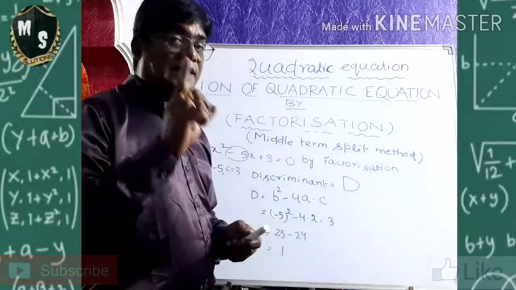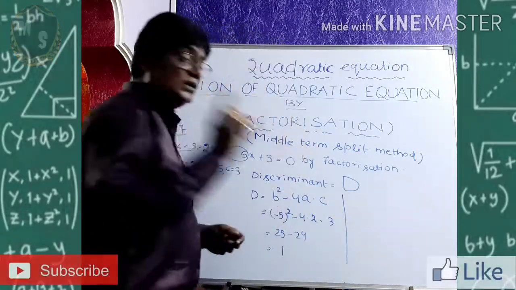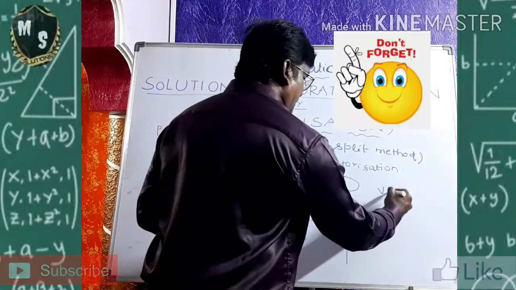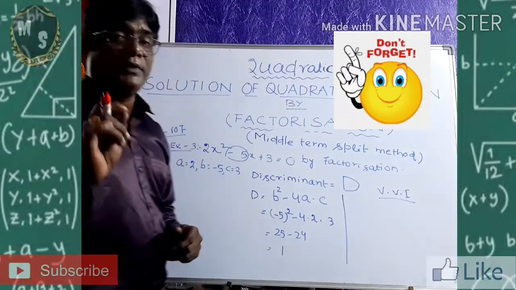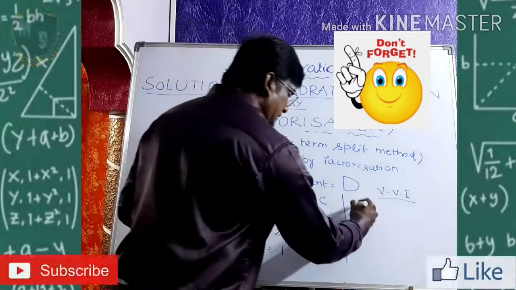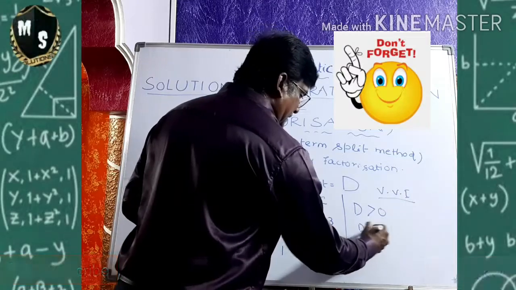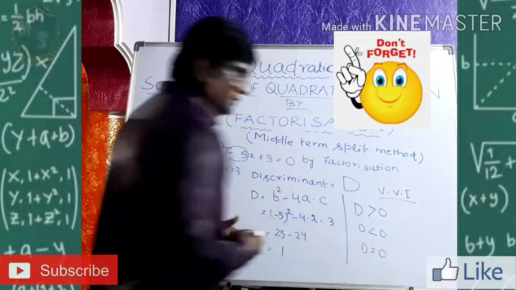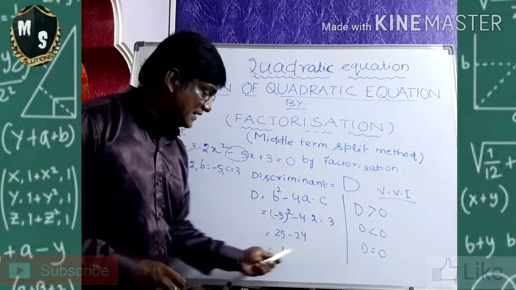Now you will say, sir, you said the D will tell you the roots. Then there is a condition for D. I am writing here. Try to remember this also. Very, very important. Please try to remember it nicely. D has 3 conditions. D will be greater than 0, D will be less than 0, and D will be equal to 0. After getting the D, you judge which condition it is satisfying.